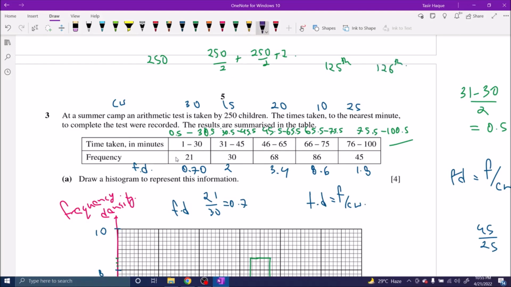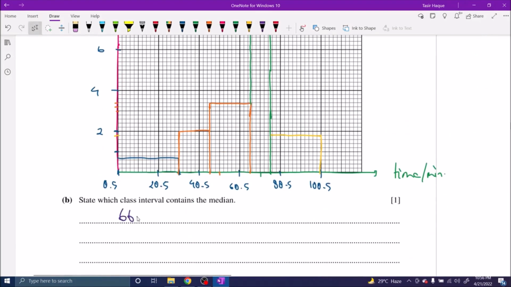So if we add these frequencies to get cumulative frequency, think about it. In the first class, it's just 21. 21 plus 30 is 51, plus 68 is 119. So till this class, we're getting 119. So the median is not in this class. If you add 86 to it, you're getting 205. So the median lies within the class 66 to 75.